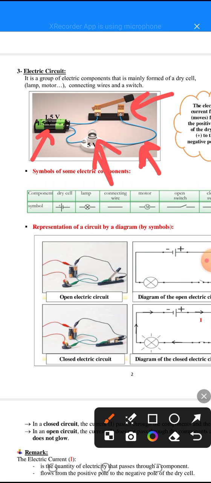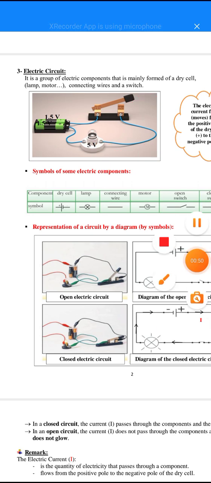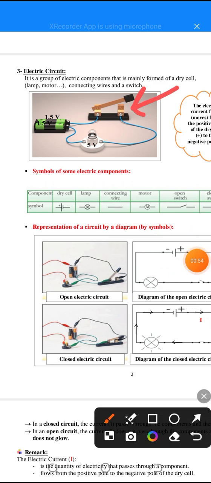So as you can see, this is the switch, it's open. So when it's open, electricity cannot pass. The circuit is off, the electricity cannot pass. And the lamp in this case cannot glow. So this circuit is called an open circuit. While if we close it, then the electricity can pass and then the lamp glows.